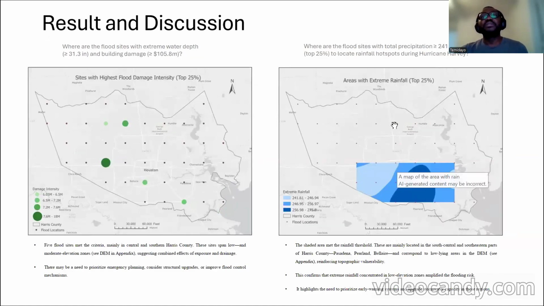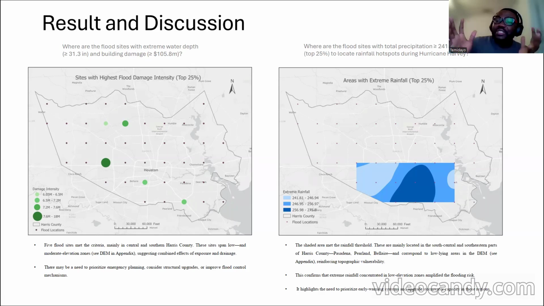Now let's go to the second map. What question is the second map answering? We want to see flood sites where total precipitation exceeds 241.59 millimeter. In other words, where is the hotspot of the extreme precipitation in Harris County? And as you can see from the shaded parts, which met the rainfall thresholds, these again correspond to the low-lying areas in the digital elevation model, like I showed you before. So this is the low-lying areas, and that corresponds to where you have the hotspot for extreme precipitation. And this confirms that extreme rainfall is concentrated in low elevation zones.